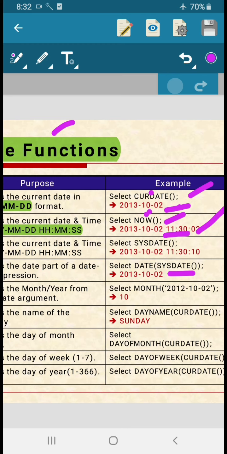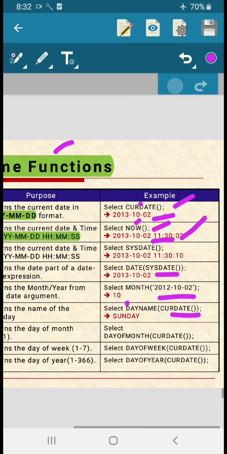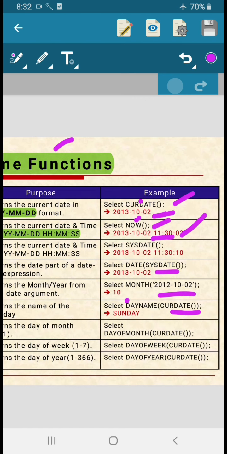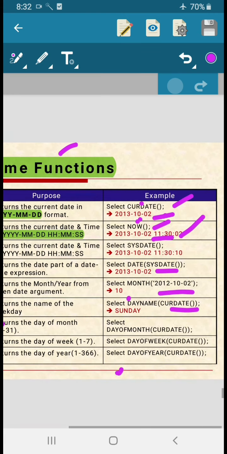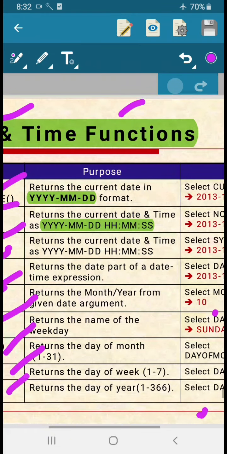Next one is month. Among the given date it gives the month. Day name, current date, what is the name? It gives the name. Okay, then select day of month, so the particular month and day will be displayed. These values will range between 1 to 31, remember this.